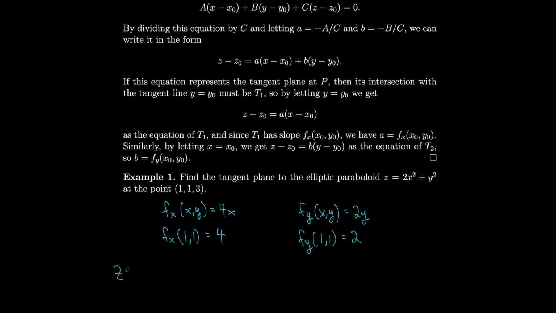Okay, so our equation is z minus our z coordinate, 3, equals our partials for our slopes, so 4 times x minus our x coordinate, 1, plus our slope, 2, times y minus 1. So we could simplify it. If we want to get z by itself, we just get z equals 4x plus 2y minus 3.